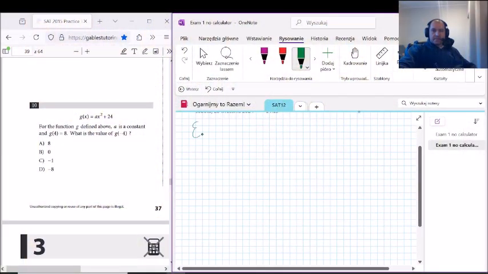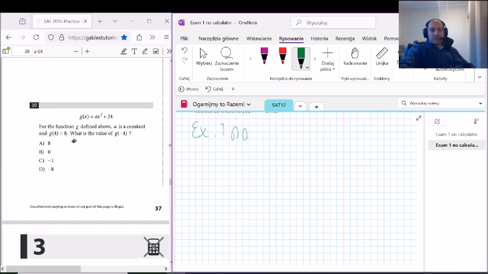Exercise 10. So, g of x equals a times x squared plus 24. For the function g defined above, a is a constant and g of 4 equals 8. What is the value of g of minus 4?